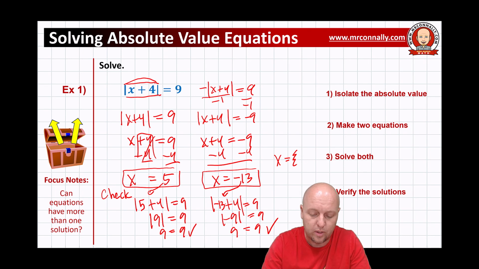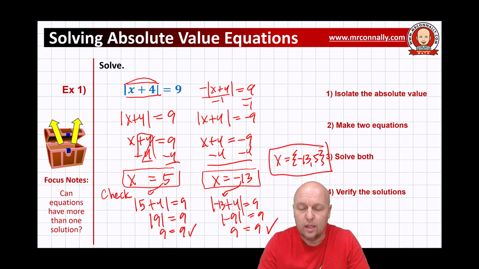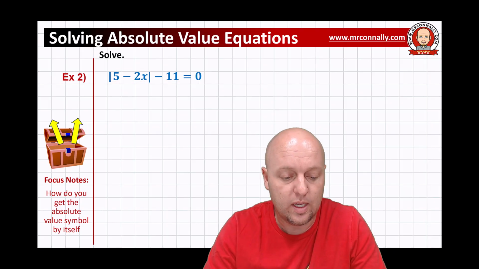So you could also write it as a solution set with braces. And so we'll put it in order from least to greatest: negative 13 and 5. Okay, and those are the steps we had used for that. Let's try another example. So example 2.